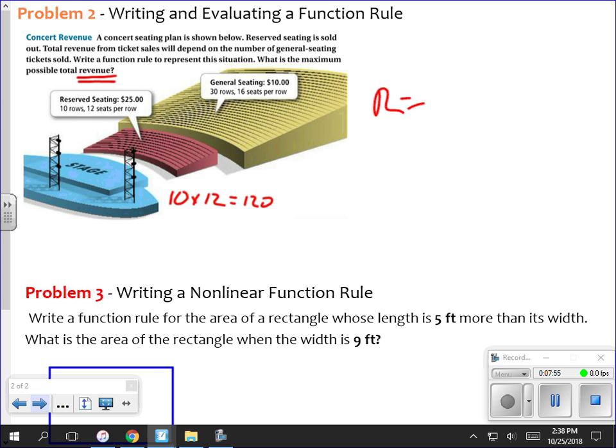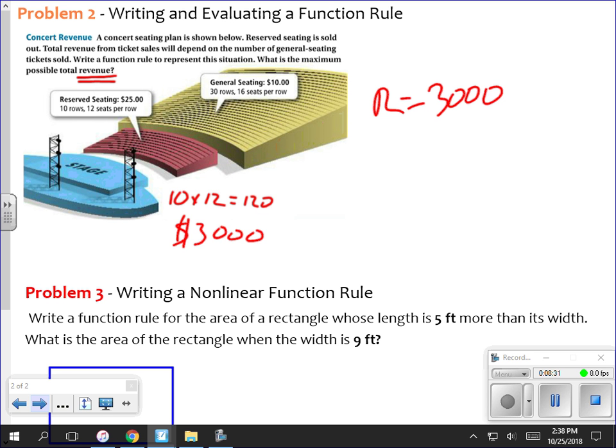10 rows, 12 seats per row. And then I multiply that times 25. So 120 times 25. So I've already made $3,000 off of the reserved seating. It's already sold out. It's already got $3,000. I hope the band costs less than that, so the rest of it's all for me. So I have $3,000 already.